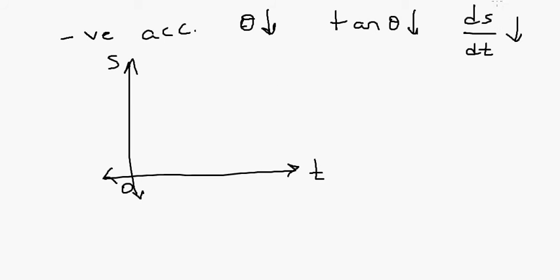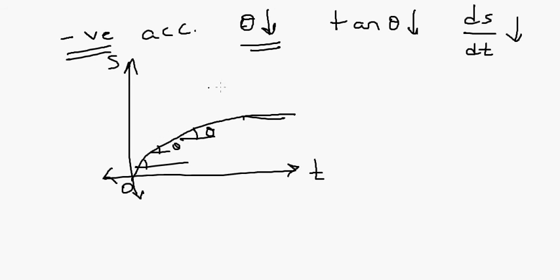And we say that ds by dt is decreasing, tan theta is decreasing, theta is decreasing. That means at every point as we move in time, the theta it makes with the time axis is going to decrease. So the graph is going to look like this. Theta is decreasing, as you can see. So the theta is going down when the acceleration is negative. So that's the negative acceleration graph.